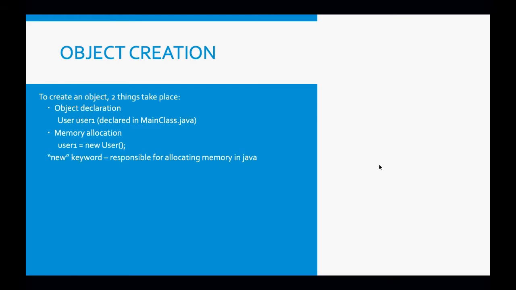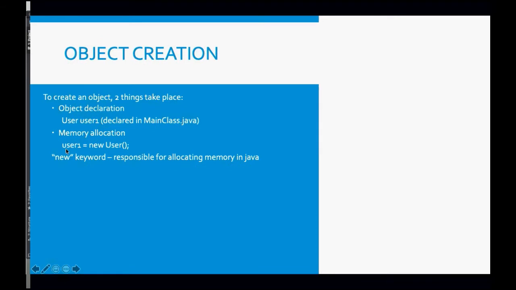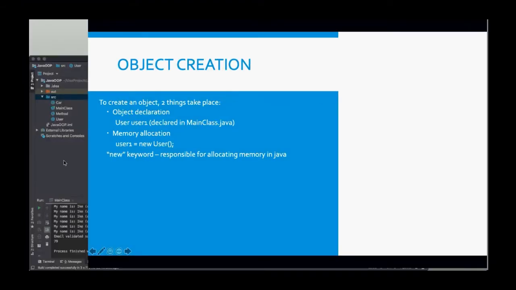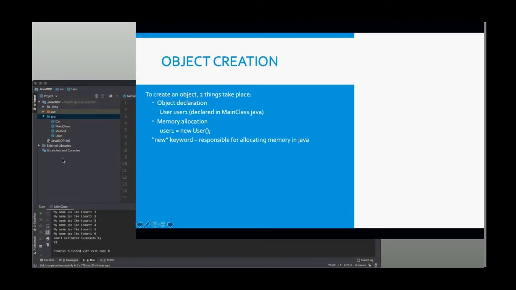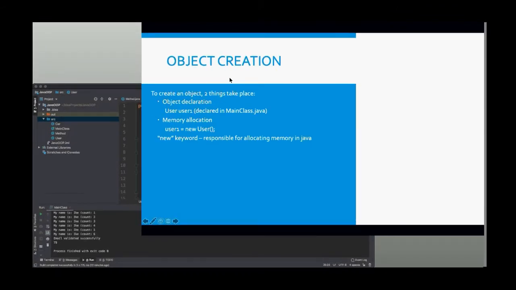And for an object to be created, 2 things need to take place. The object needs to be first declared in your main class, and then memory needs to be allocated. So I'll first declare the object. To declare the object, you go to your main class, and we're going to actually make it a clean slate.